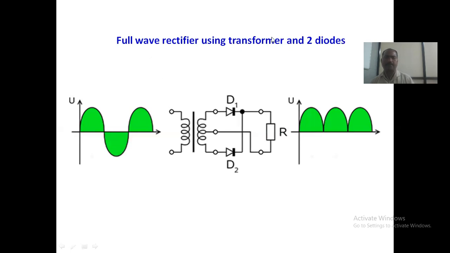See, the full wave rectifier using a transformer and 2 diodes. This is nothing but the center type configuration. Let me just explain it. This is the AC voltage. The AC voltage is applied across the input of the transformer. You are electrical students, so there is no need to explain the transformer. A transformer is a device which converts AC voltage into AC, right? Either low to high or high to low. In this case, high voltage into low voltage. That is why it is called a step down transformer.